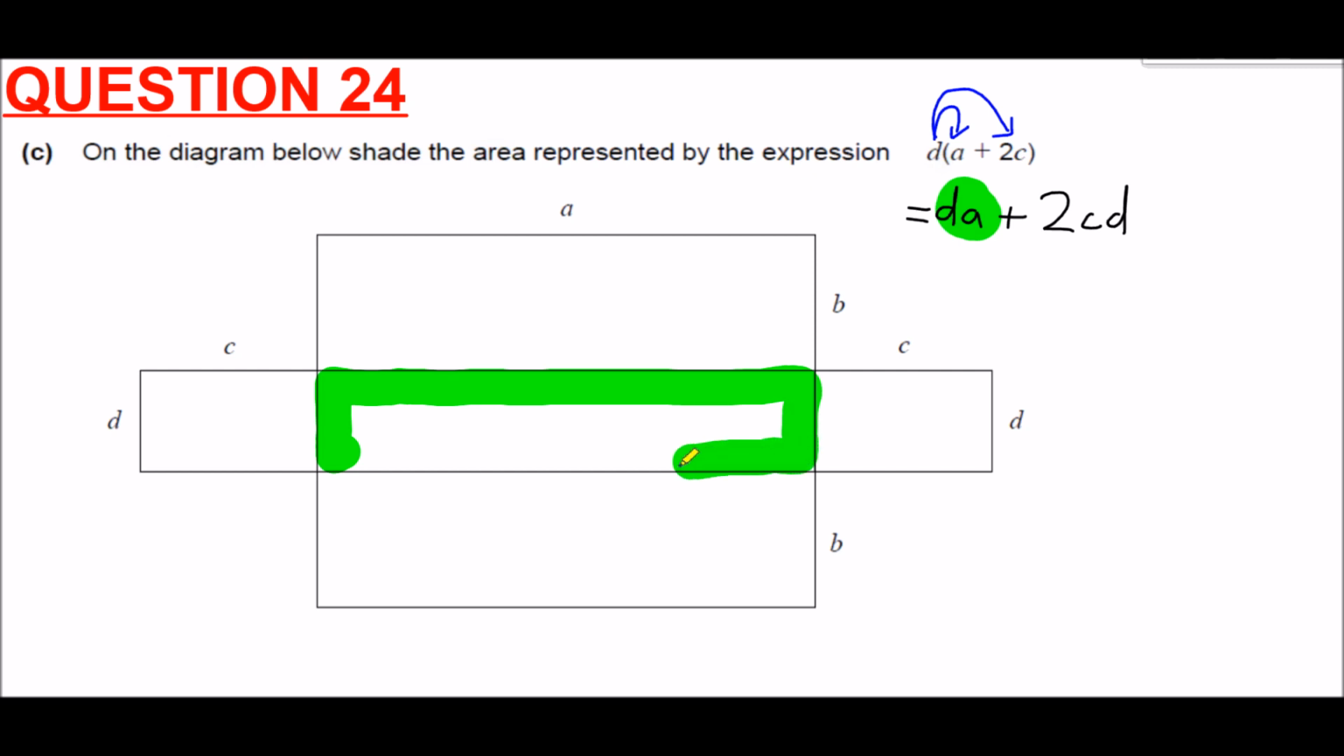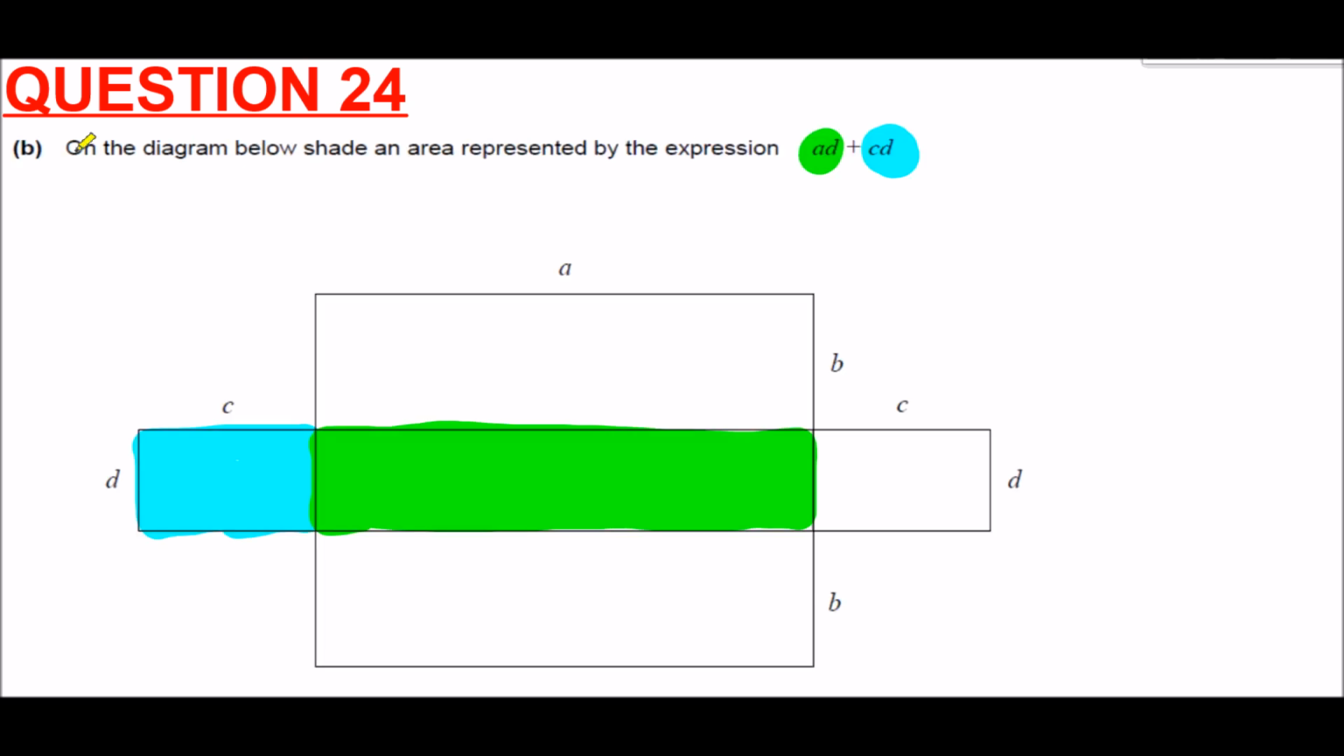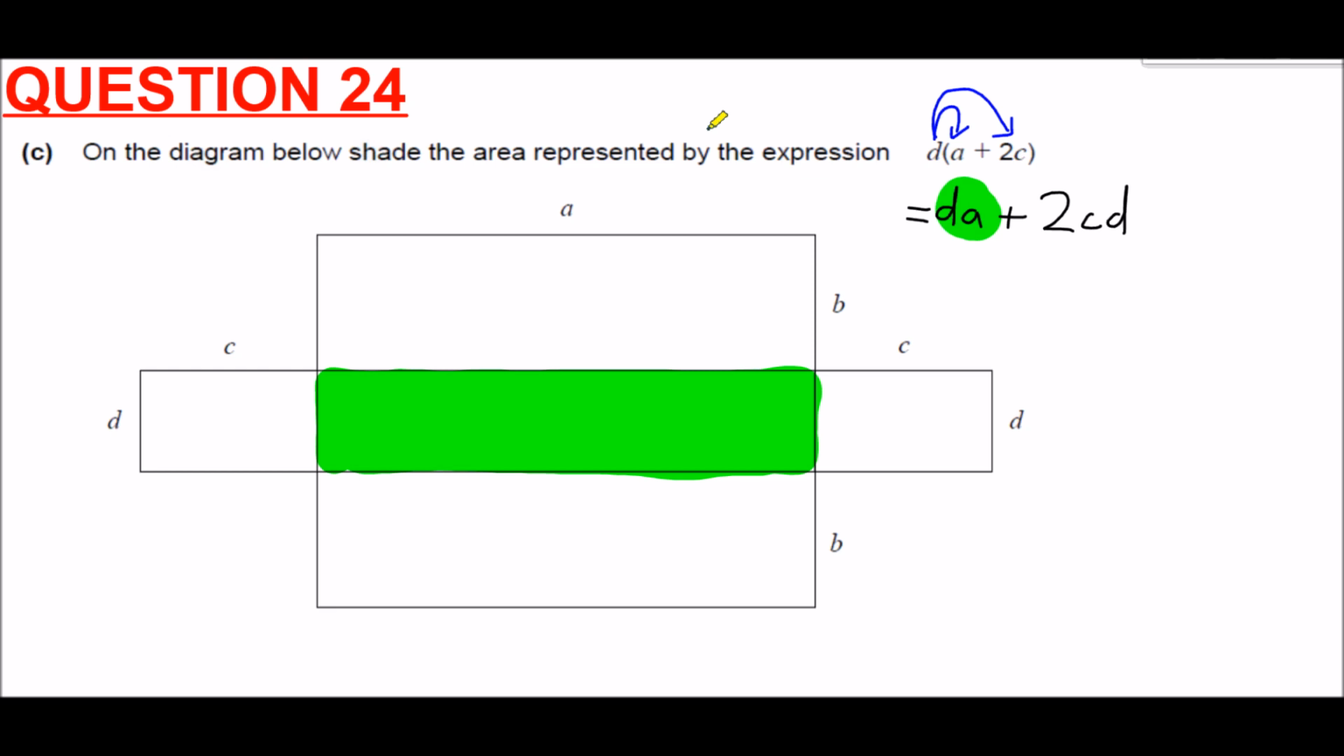Just taking the care to colour it in without, I was going to say without going over the lines, and I just did. Silly me. As long as you don't go over the lines massively, the examiner should let you off. But do take care to do it as accurately as you can without going over the lines if possible. Now, before, for part B, we coloured in one CD. Now what we're doing is colouring in 2 lots of CD.